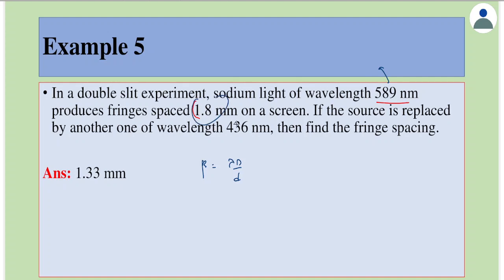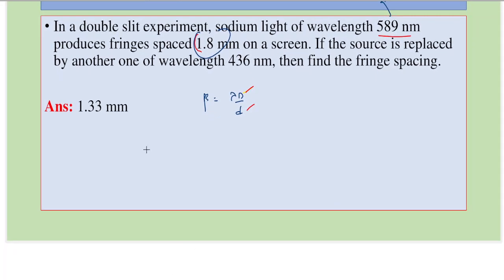And when you replace it by a different wavelength, what is the fringe width? Now in this case, capital D and small d remain the same. Only the light wavelength is changed. So from here you can say that beta 2 by beta 1, we divide them, it becomes lambda 2 by lambda 1. The lambda 2 would be this color. So it becomes 436 into 10 power minus 9 by 589 into 10 power minus 9.